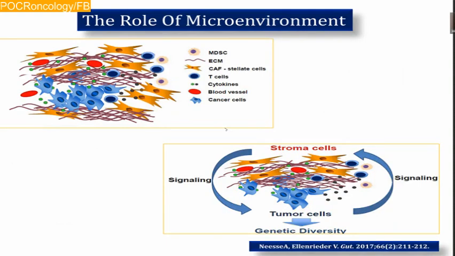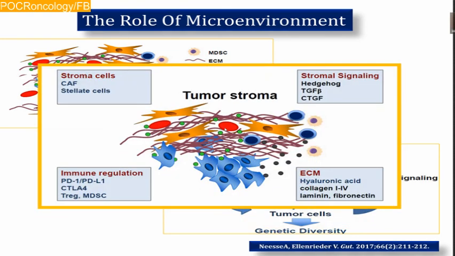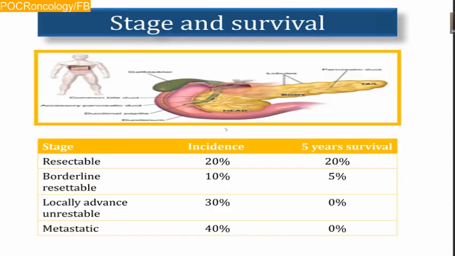Now, one of the characteristic features of pancreatic cancer is the role of the microenvironment. We concentrated a long time ago on the cancer cells and T cells. However, if you look microscopically at a patient with pancreatic cancer, you will see dense infiltration with a lot of cells coming in, fibroblasts, B cells, and also extracellular matrix. And this always keeps the tumor activated and gives genetic diversity. And the tumor stroma, as we said before, carries a lot of things: stromal cells, immunoregulators, stromal signaling, and finally extracellular matrix.